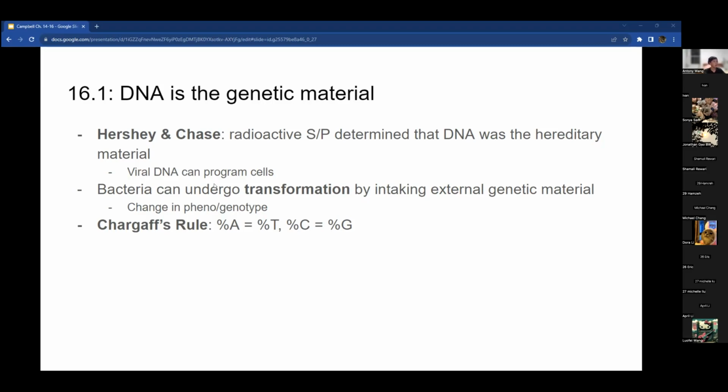Bacteria can undergo transformation. Basically, if there's DNA floating around in substrate, bacteria can swim over to it, take it up, and incorporate it into their genome. This is like plasmids. They can take up plasmids. Specifically, the one of importance is R plasmids. They can obtain resistance from genes in substrate.